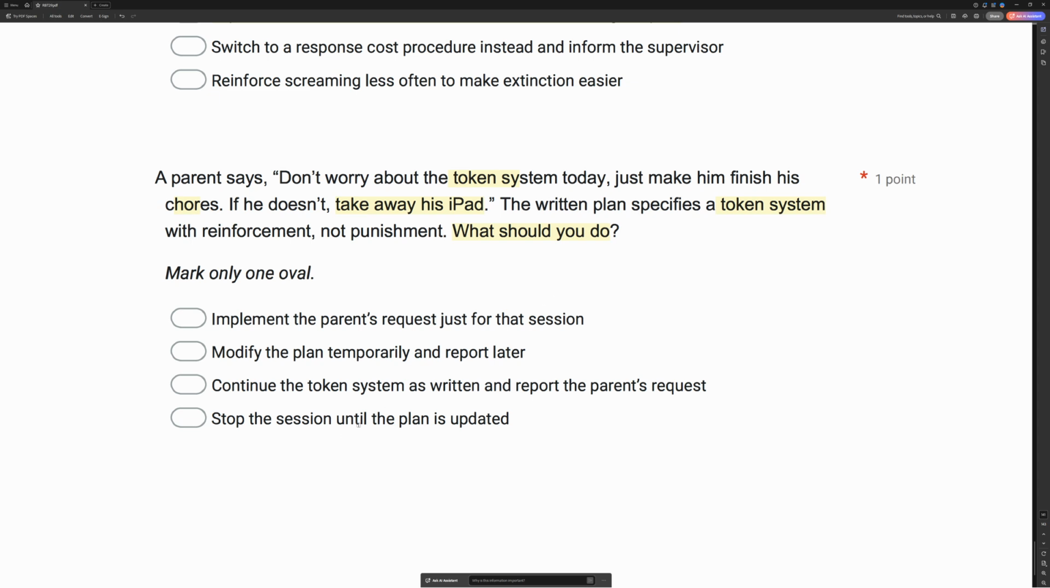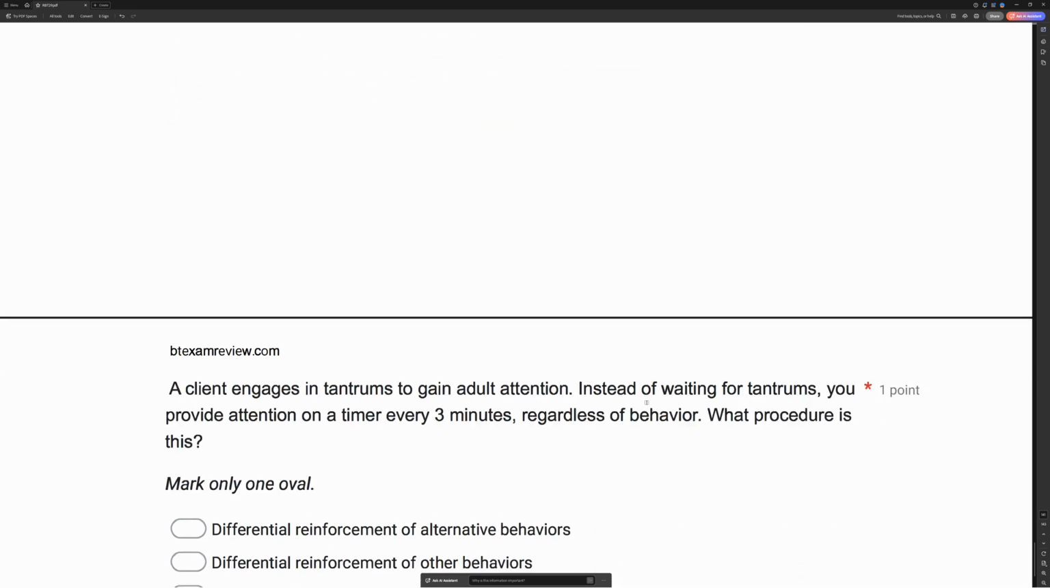D, stop the session until the plan is updated. Well, we're not going to update the plan just yet. The supervisor needs to come in and discuss with the parent why it's not great to change the plan that is in place day to day. So what you're going to do is continue the token system as written and report the parent's request.